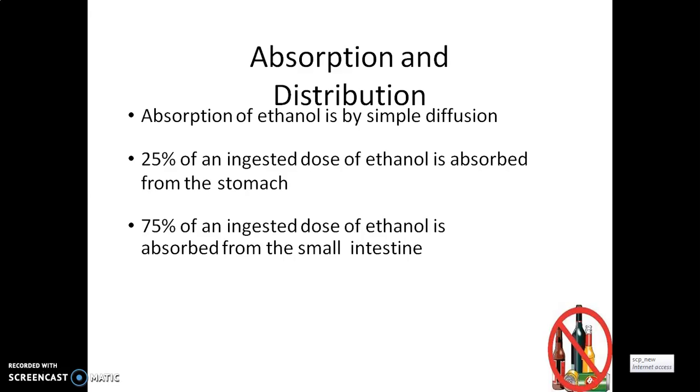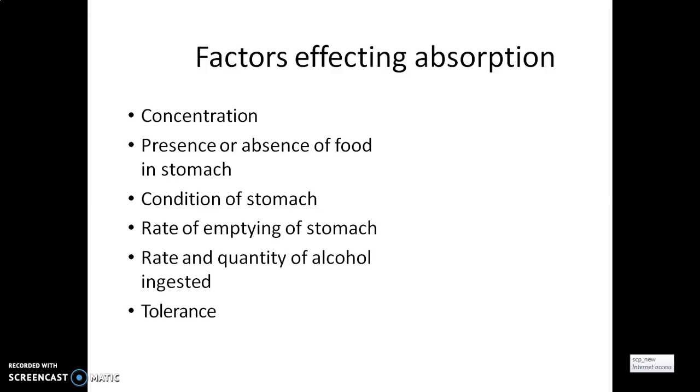Absorption and distribution. Absorption of ethanol is by simple diffusion. 25% of the ingested dose of ethanol is absorbed from the stomach, a small percentage compared to the small intestine, where 75% of the alcohol is absorbed. These are the factors affecting absorption. As it's diffusion, the concentration gradient matters. The presence of food in the stomach can interfere, and so can the health status of the stomach, the rate of emptying of the stomach, the rate and quantity of alcohol ingested, and also tolerance, which differs in different people.